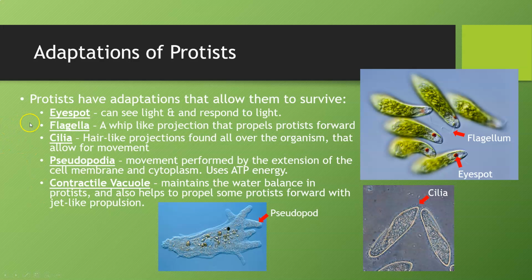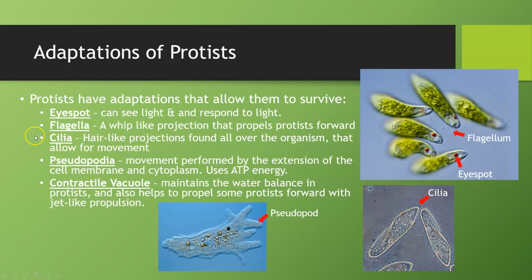Now, another one is called flagella, which is a whip-like projection that propels the protist forward. So again, if you look at this image of the Euglena here, you'll see this tail that seems to be sticking out of this Euglena. That's actually the flagellum, which is what that is in singular. And so it literally whips around, and that's what propels the Euglena forward.